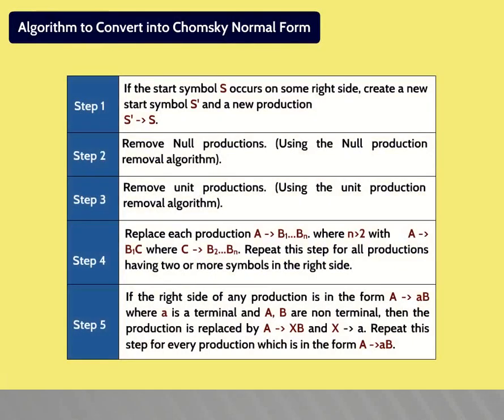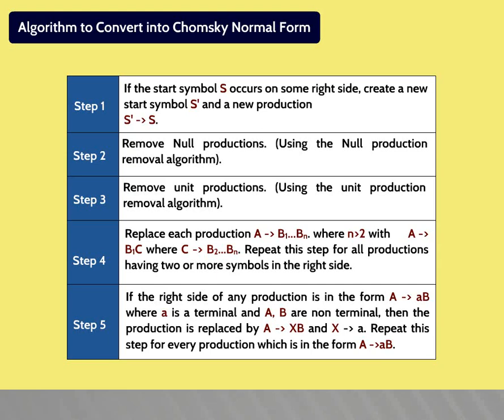Algorithm to convert into Chomsky normal form. Step 1. If the start symbol S occurs on some right side, create a new start symbol S' and a new production S' provides S. Step 2. Remove null productions, using the null production removal algorithm. Step 3. Remove unit productions, using the unit production removal algorithm. Step 4. Replace each production A provides B1 up to Bn, where n is greater than 2, with A provides B1C, where C provides B2 up to Bn. Repeat this step for all productions having 2 or more symbols on the right side.